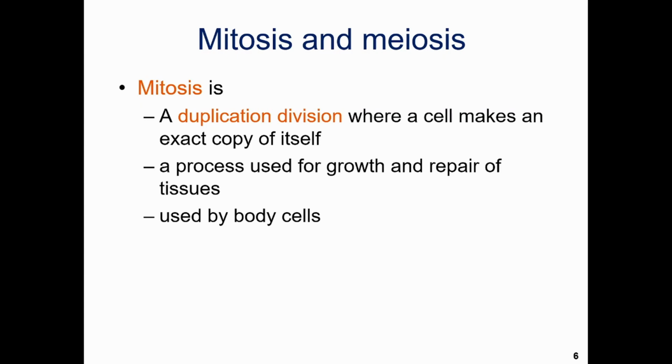Several chapters ago, we learned about mitosis and meiosis. Again, let's do a quick recap of those processes. Remember that both mitosis and meiosis are processes used to replicate cells, to create more cells. So mitosis is the process that's going to be used by the body cells, the cells that we find in our skin and our muscles and bones. This is a duplication division because the cell is making an exact duplicate of itself. It's basically cloning itself. And this process is great for when you need to grow or repair any damage.